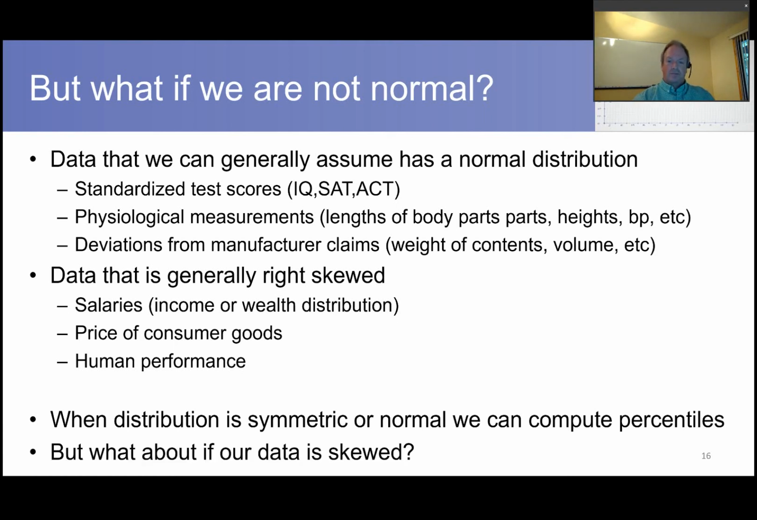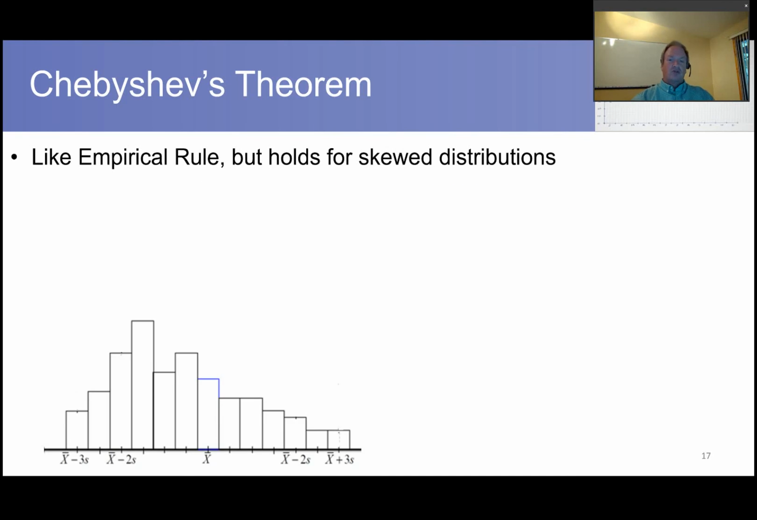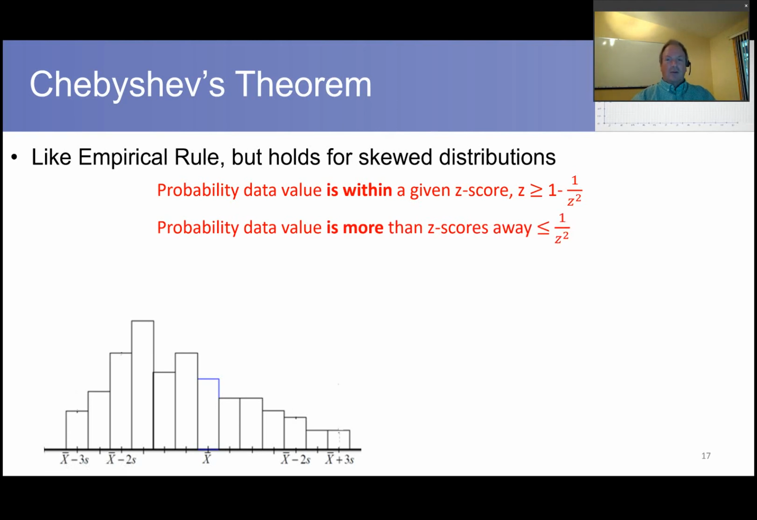So what do we do? Well, I'm going to present this, and you won't be tested on this, this won't be on homework, but it's a nice little result. You could think of it as the empirical rule for skewed data. There's this result called Chebyshev's theorem. And it says the probability that you're within a given z-score of the mean is going to be 1 minus 1 over z squared. Okay. And it doesn't work unless you're more than one z-score away.